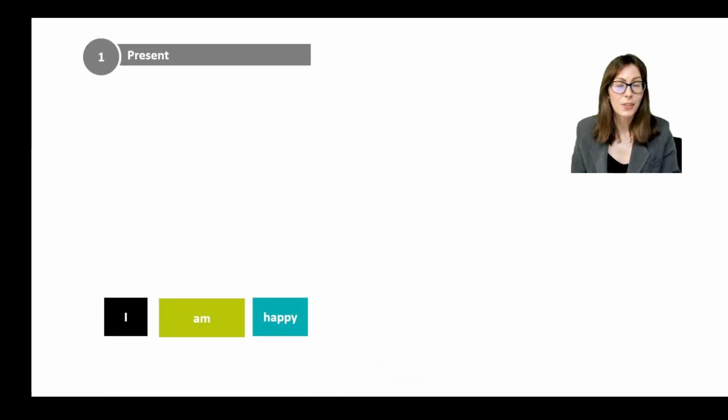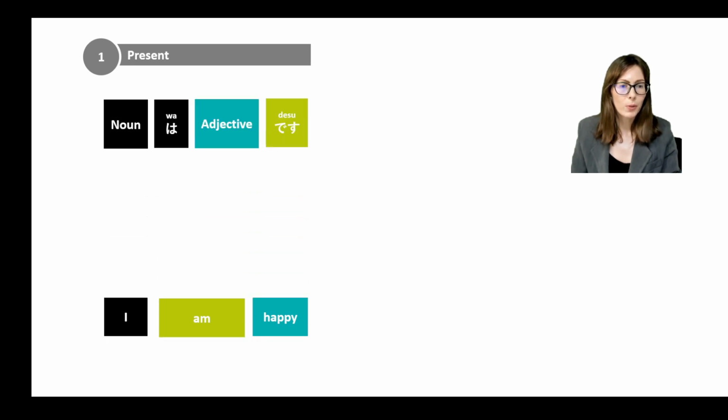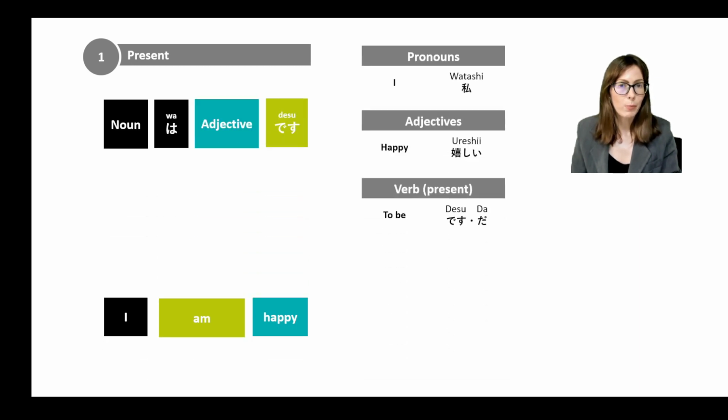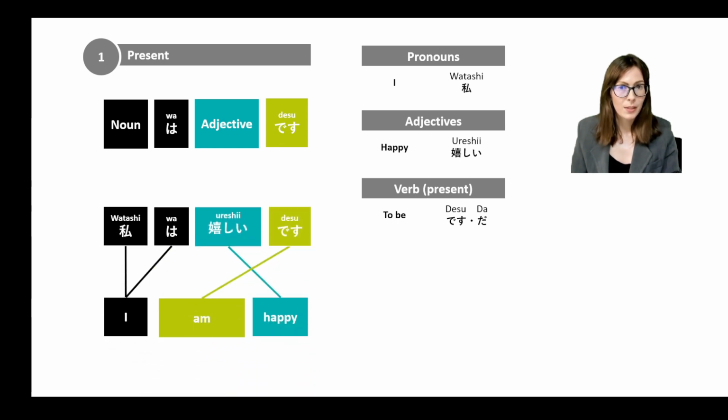So let's first see how we use the present. Do you remember how you say "I am happy" in Japanese? Here is the word order and the vocabulary I want you to use. I want you to use watashi, ureshii, and desu. So how would you build your sentence? Pause this video and translate this sentence on your own. I'm assuming your answer is watashi wa ureshii desu, right? That's what we learned in our last lesson, right? Excellent.